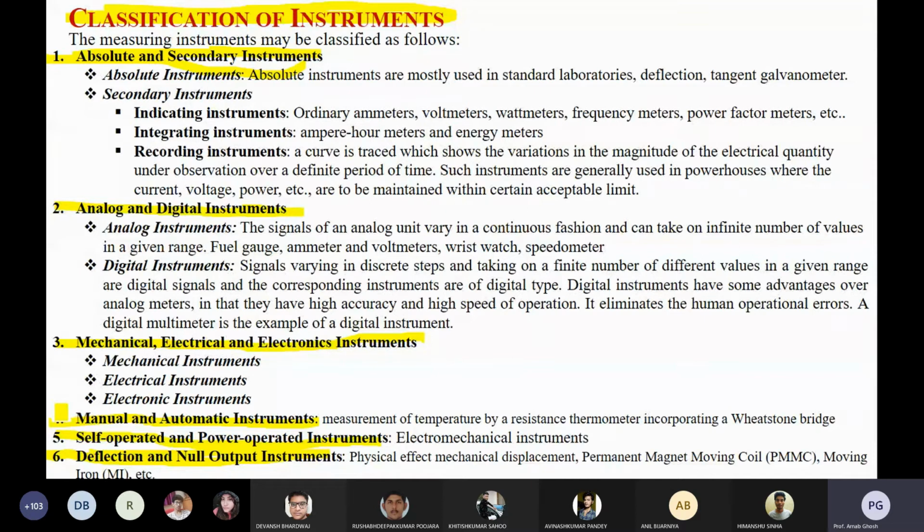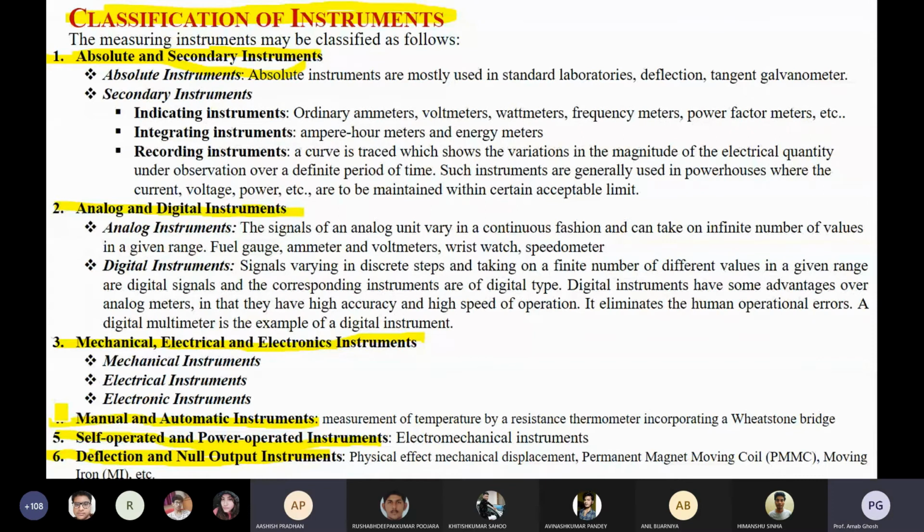In the case of absolute instruments, they are mostly used in standard laboratories. That is what I am telling: standard laboratories. Okay, then what are deflection instruments? Sir, what do you mean by standard laboratories?